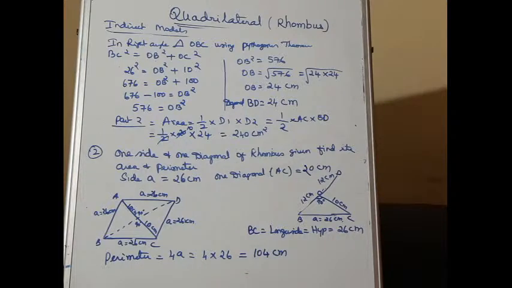So indirect models will have part 1, part 2. See, part 1 is actually what we did. We found a part of the diagonal and found the full diagonal. And in part 2 we put the area. Indirect model 2.